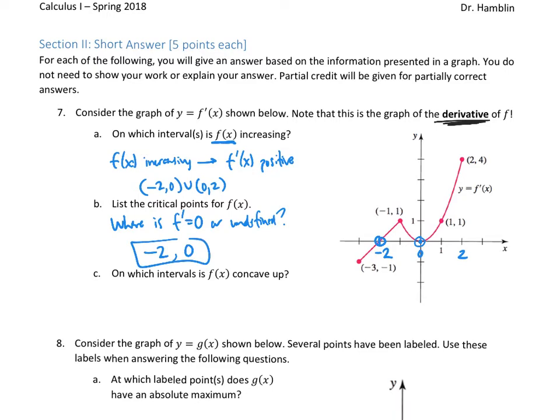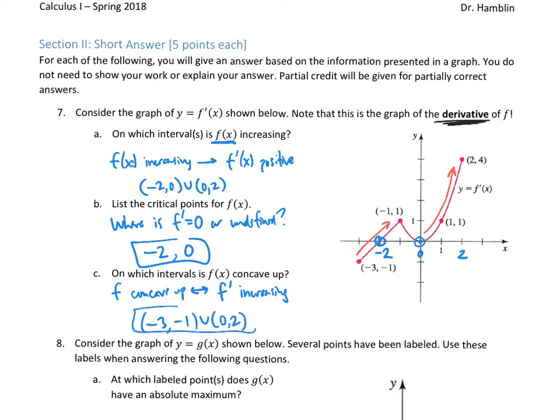Last question, on which intervals is f concave up? And again, what we have to do is translate this question from a question about f to information about f prime. And so what we should remember is that f is concave up if and only if f prime is increasing. So where is this function f prime increasing? Well, it's increasing from -3 to -1, and it's increasing from 0 to 2. So that would be my answer here, -3 to -1, and 0 to 2.